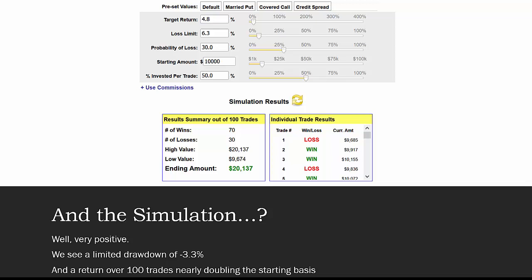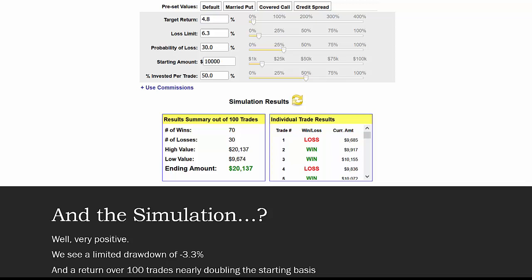Well, one result, 70 wins, 30 losses, starting with $10,000. At the end of expiration, the high value almost doubled that money to $20,137 after 100 trades, and the low value was down about 3.3% to $9,600. This looks a little bit better than a covered call outcome, and it's mainly because we're also getting double the premium. We're able to get a higher target return even though we're almost doubling the capital required in the covered combination, and we limit the losses to a little bit less because of that extra premium as well. So it's a very positive expectancy.